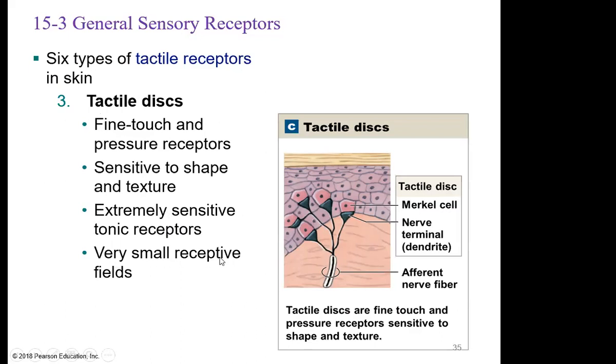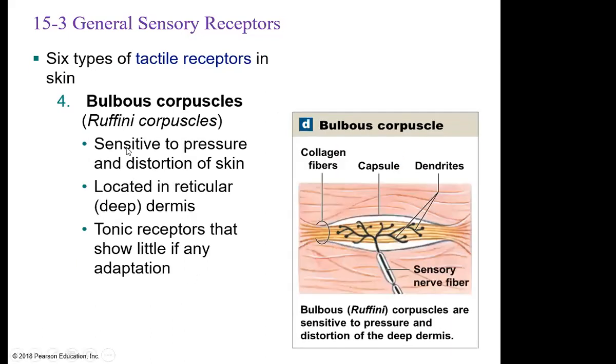All right, and they have very small receptive fields, which means even if you lightly touch someone, it's going to be very easy for them to identify where you are touching them. They will know, are you on my shoulder? Are you on my knee? Are you in my ear? Wherever. So very easy for them to localize because that receptive field is small.